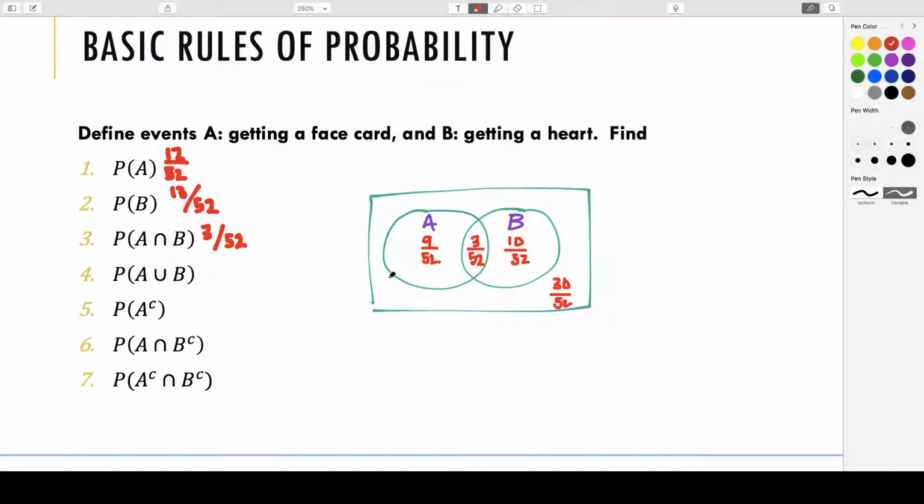Why do you add the overlap? Why don't you just do 9? Because technically it's A or B or both. We just don't see the or both part. So our answer would be 22 out of 52.